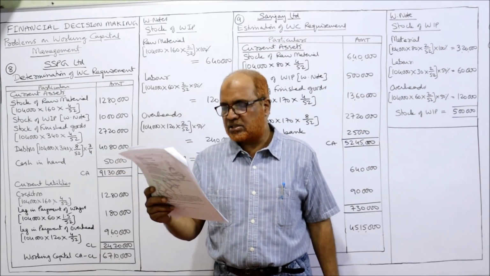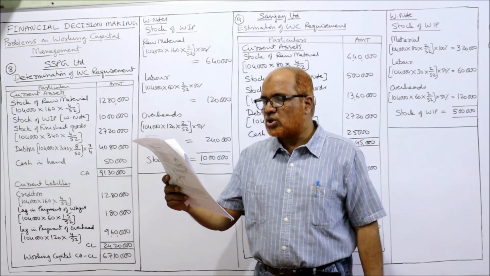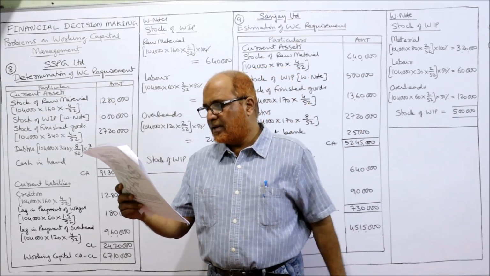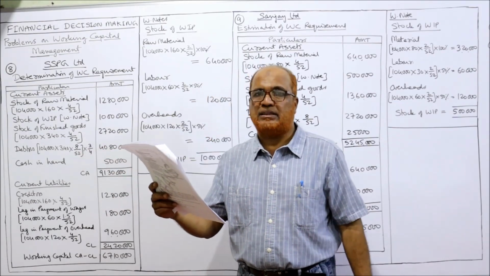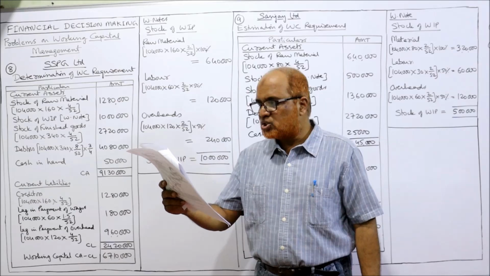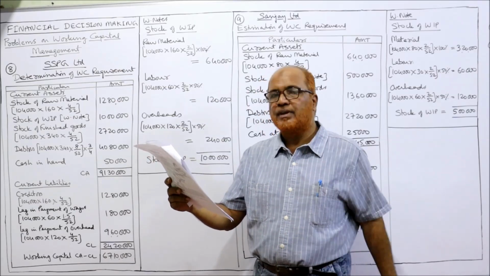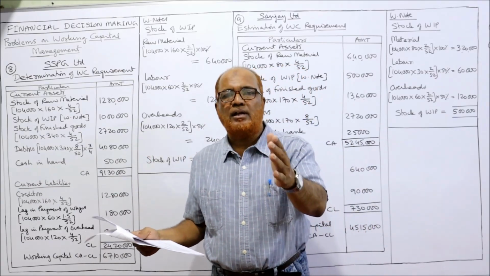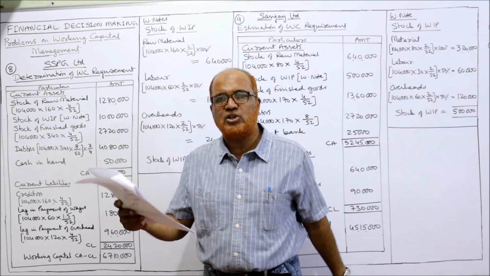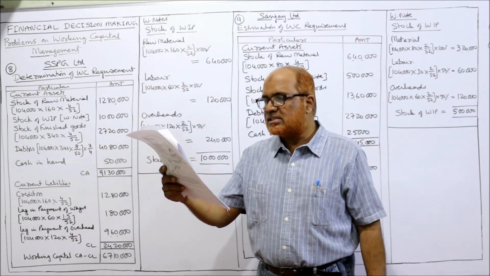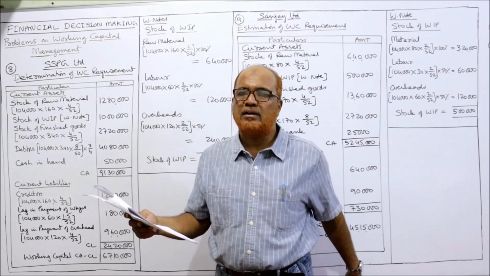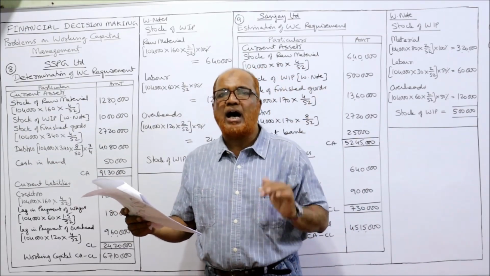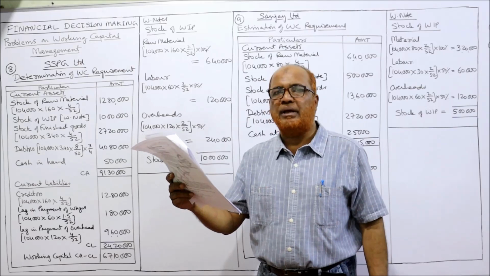We need only cost. Raw material are held in stock on an average for 1 month. Material are in process on an average for half a month. Finished goods are in stock on an average for 1 month. So we have to calculate stock of raw materials, stock of work in progress, stock of finished goods. Credit allowed by supplier is 1 month. Creditors, the suppliers are called creditors. So creditors are allowing us a period of 1 month.